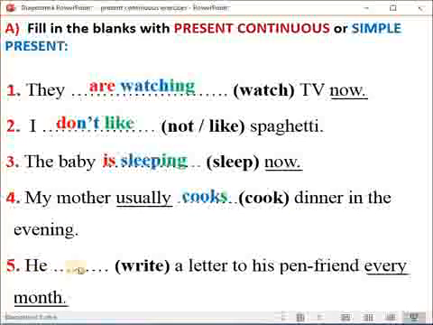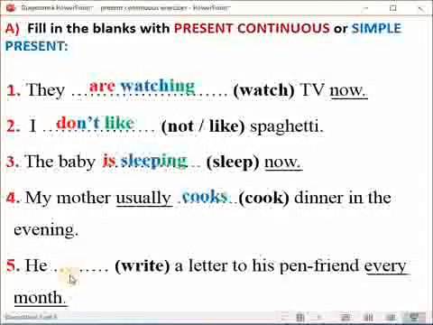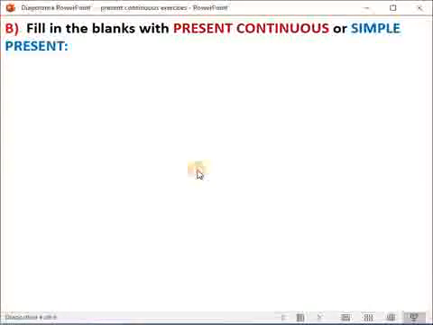Number 5, he writes, so here we have every month, so the action is repeated, so we are going to conjugate also in simple present tense. Affirmative, so he writes, okay, a letter to his pen friend every month, كل شهر. Okay, so let's go to the next sentences.